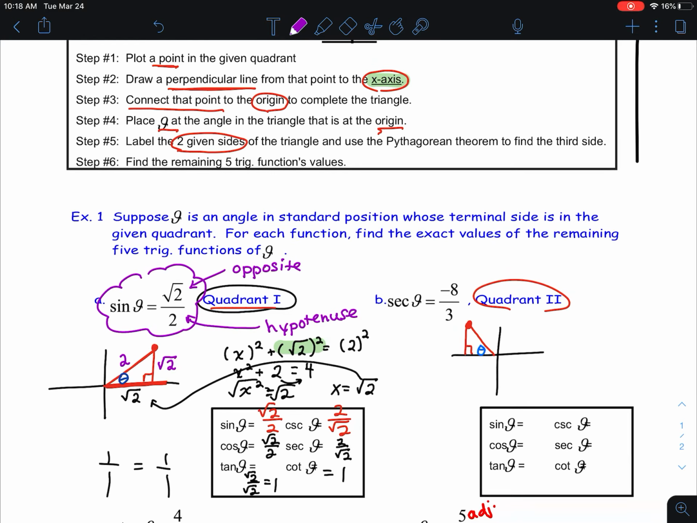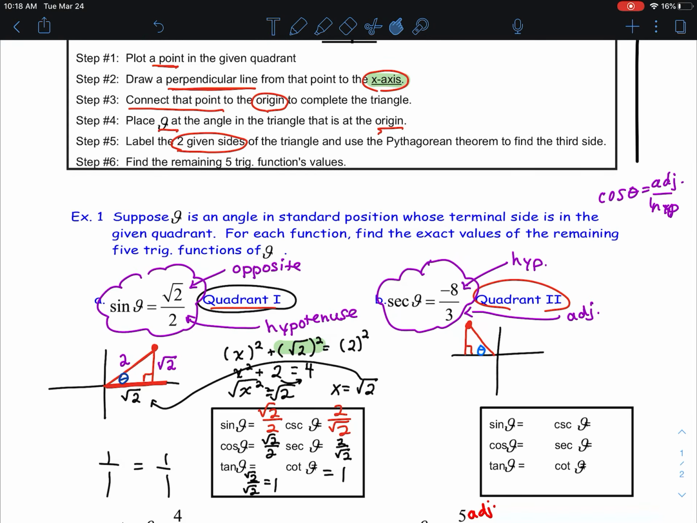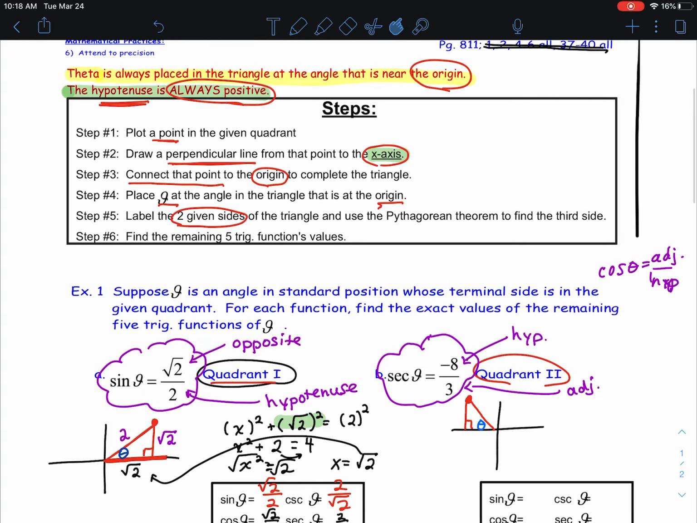Okay, and this is where we want to start getting comfortable with knowing, okay, secant, that's the reciprocal to which trig function? Well, that's the reciprocal to cosine. So if cosine is adjacent over hypotenuse, then that means this is hypotenuse over adjacent. Now, here's where you're going to have to be careful. Remember what we said up above here. We said that the hypotenuse is always positive.